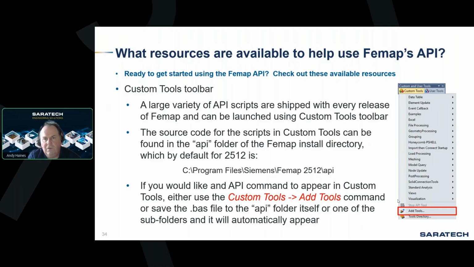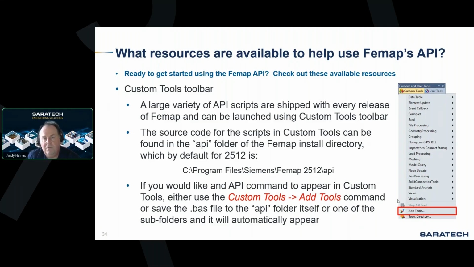With the API programming window, you can go in there and pick any of the .bas files, open them up, and start modifying them. Most of them are very well commented, so you should be able to follow what's going on and use that to write your own APIs. Also, if you've created an API and you want to add it to the API menu, you can just use the custom tools add tools command, and it will pop it in there.